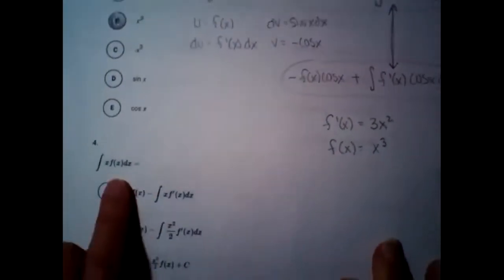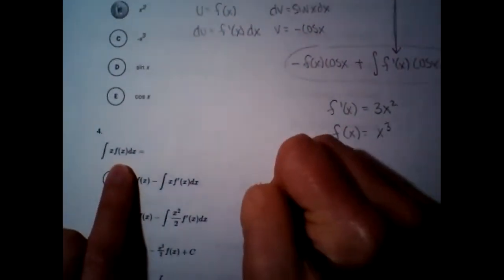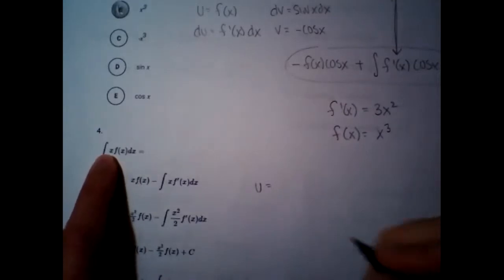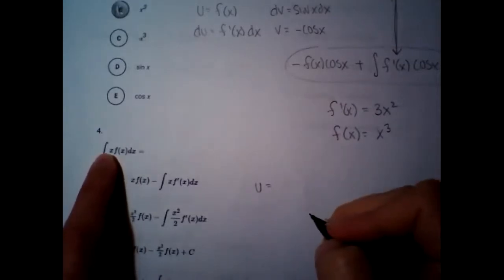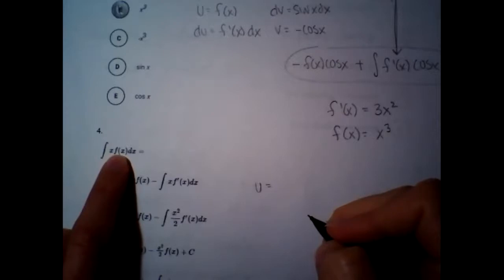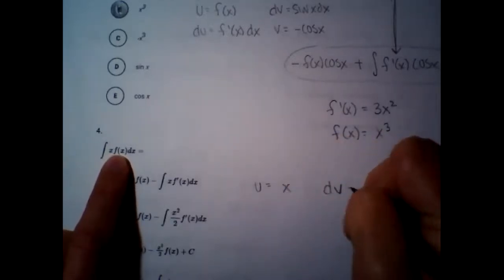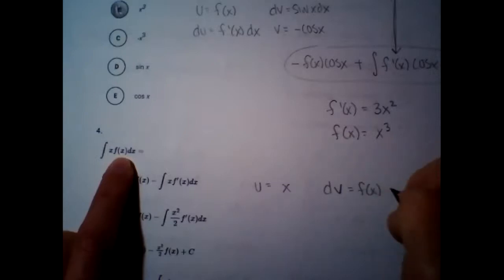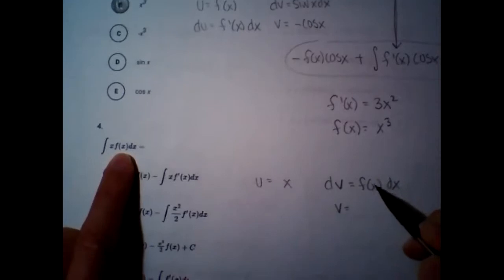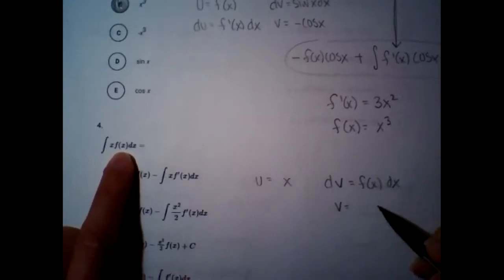All right, for number 4, I was looking at this yesterday. Automatically, well, I feel like I would want to make u equal x. The problem is if you make that the case, here, let me go through this and show you what happens. dv would have to be the f of x dx, and we don't know what that function is, so we can't do its antiderivative. So we're stuck there.